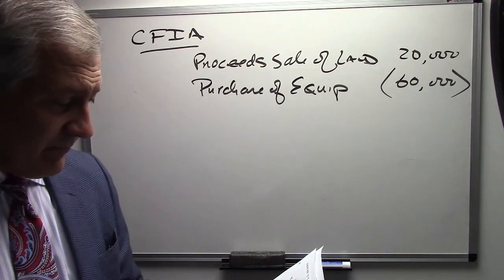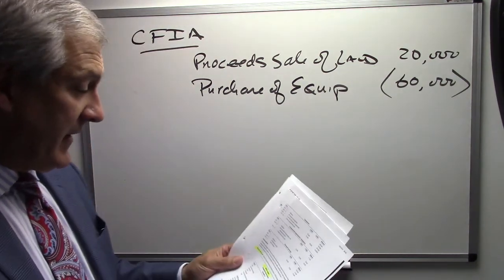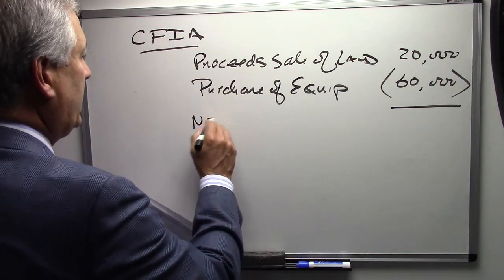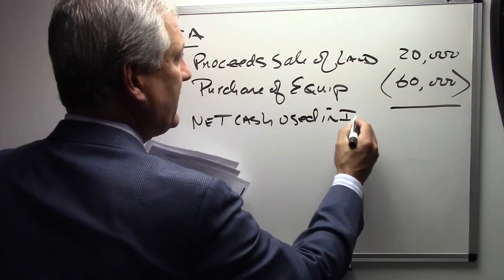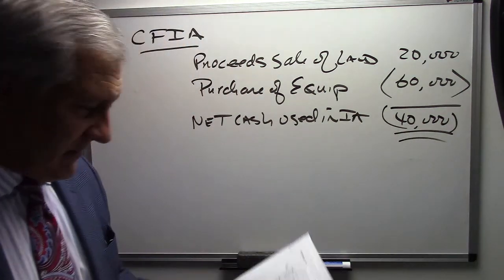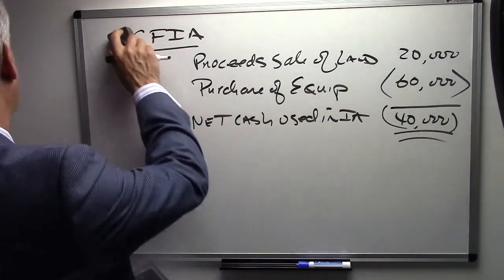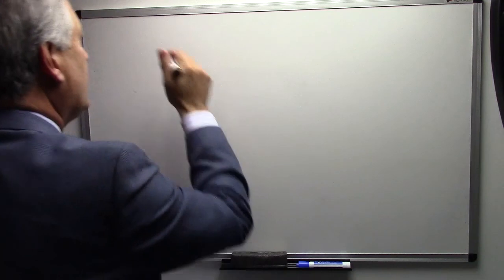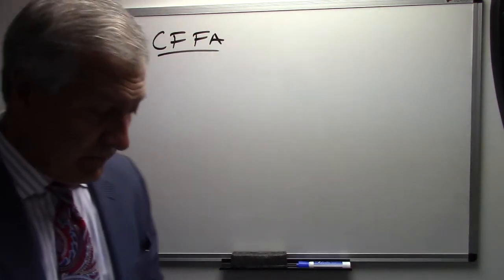There are no other assets. It's just land, we dealt with that. Equipment, we dealt with that. So what we have here is we have net cash used in investing activities of $40,000. That's for that section there. Next section we want to take a look at is cash flow from financing activities.